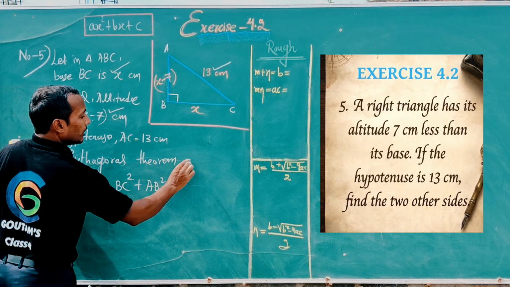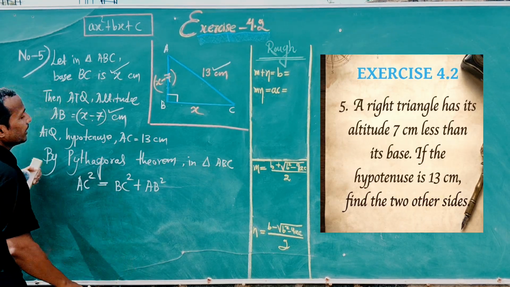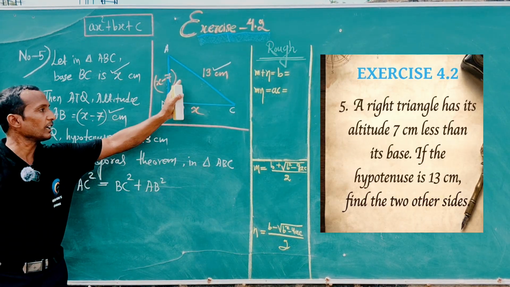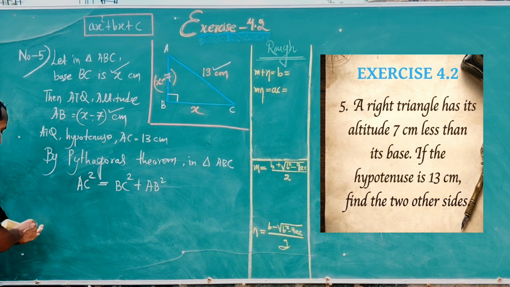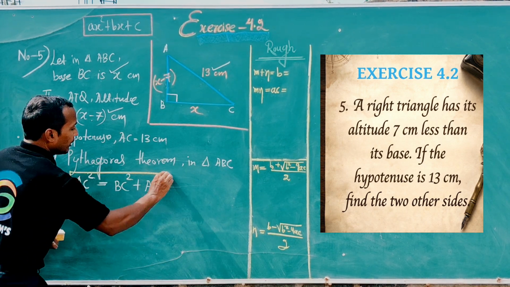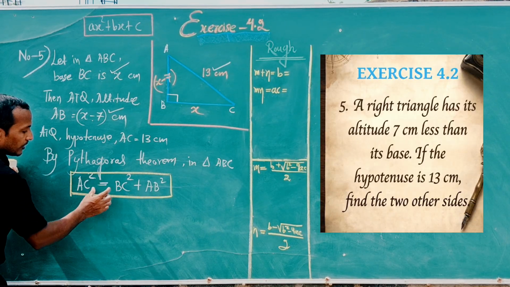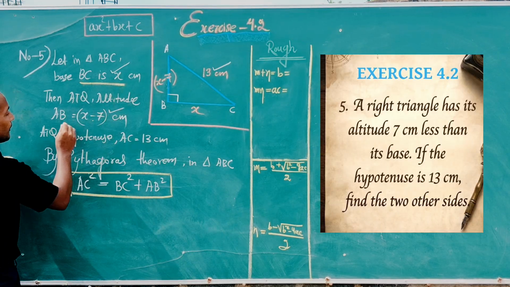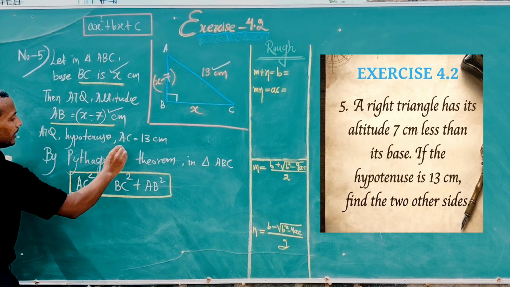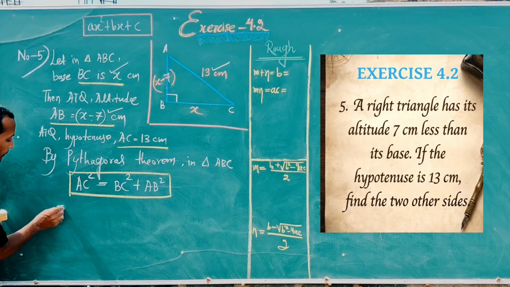By Pythagoras theorem, in triangle ABC, we have AC square equal to BC square plus AB square. This is Pythagoras theorem or Pythagoras property. We shall apply this. This gives you a left hand side and a right hand side. Now you put these values: BC is x, AB is x minus 7 and AC is 13. Put these values, you will get definitely your equation.